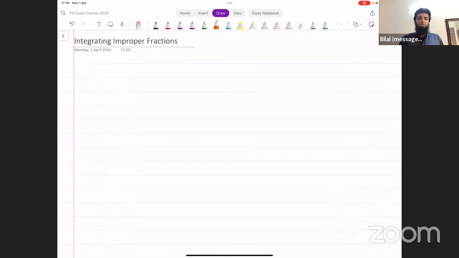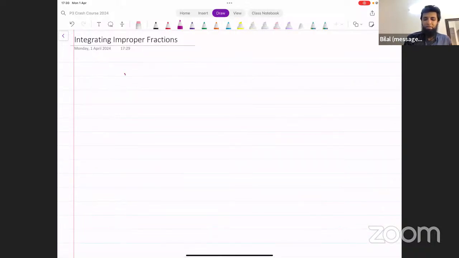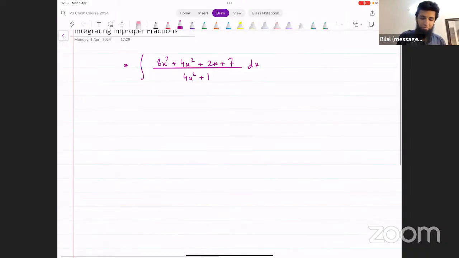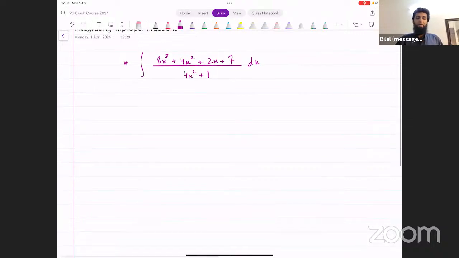Okay, again, this is an example that carries somewhere around 7 to 8 marks. So it's a relatively lengthy process. So let's say you have a fraction like this. They want you to integrate 8x cubed plus 4x squared plus 2x plus 7 divided by 4x squared plus 1. We want to integrate this fraction. Okay, 8x cubed plus 4x squared plus 2x plus 7 divided by 4x squared plus 1.